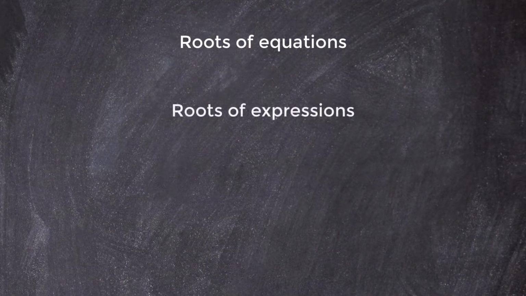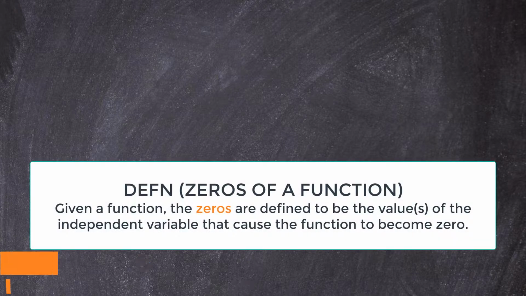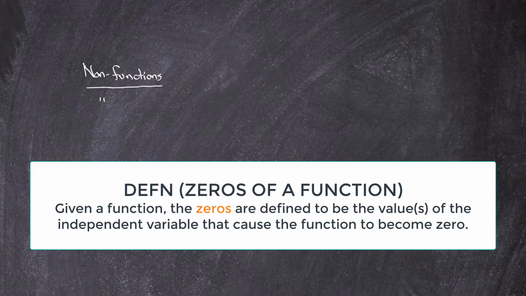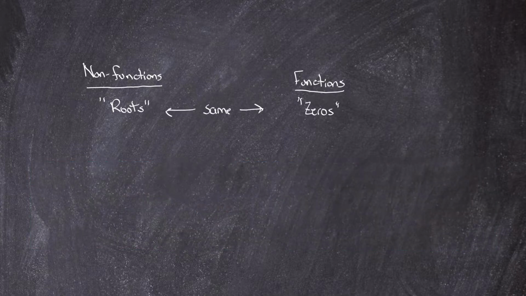We've talked about roots of equations, roots of expressions, and intercepts of graphs, and how these are all intimately related. However, we have not mentioned functions. As you can see, when it comes to functions, we stop saying roots and start using the word zeros. Other than that difference, the work is the same.